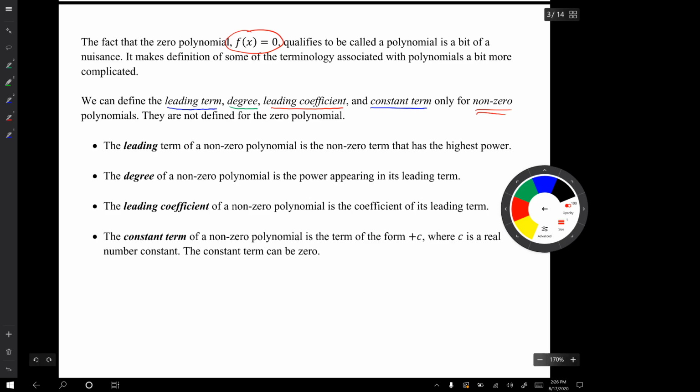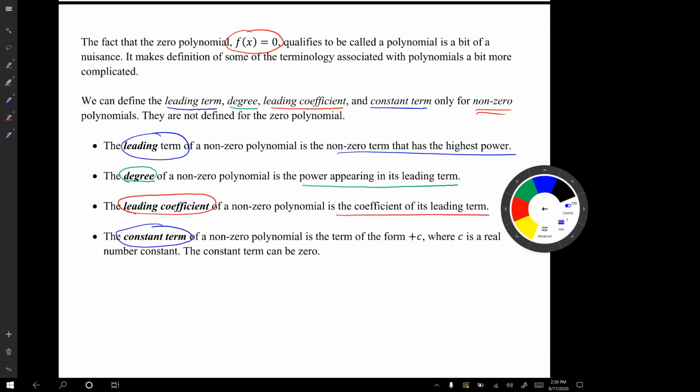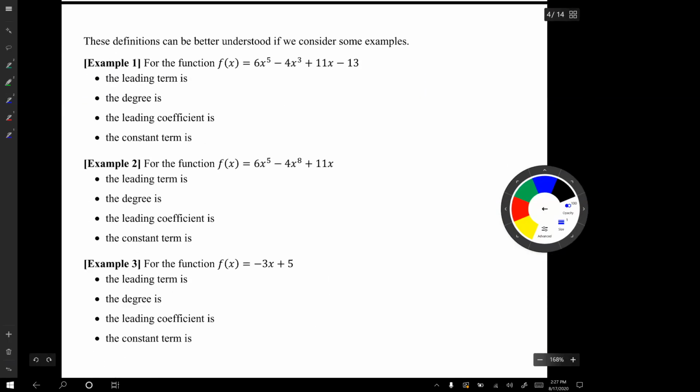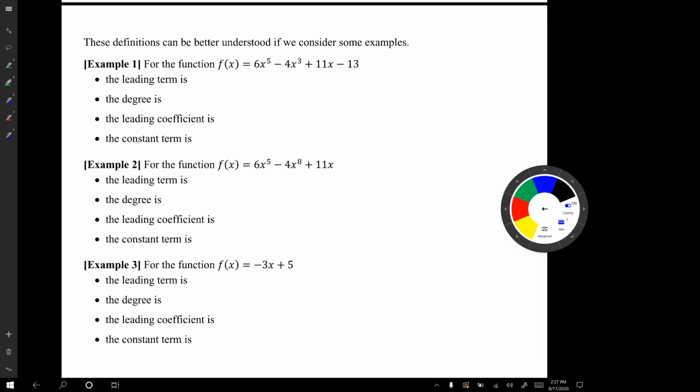All right, well, the leading term of a polynomial is the non-zero term that has the highest power. The degree of a non-zero polynomial is the power that appears in its leading term. The leading coefficient of a non-zero polynomial is the coefficient of its leading term. And finally, the constant term of a non-zero polynomial is the term of the form plus c, where c is a real number constant. Now, the constant term cannot be 0. These definitions can be better understood if we consider some examples.